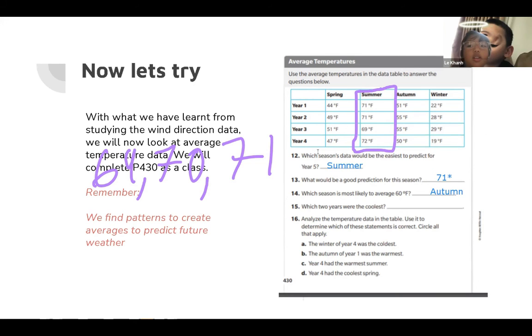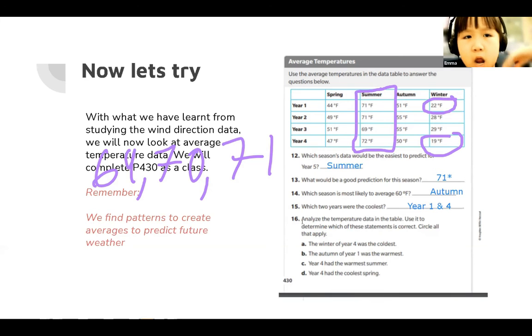All right. Next one. Lewis, which 2 years were the coolest? Year 1. And? Year 4. Year 4. Yeah, perfect. We can definitely see that in winter. Yeah, 22 and 19. So year 1 and year 4, great answers.